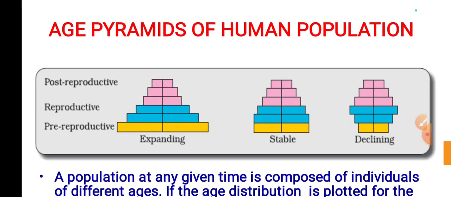Age pyramids of a human population. Age pyramid of a human: pre-reproductive, reproductive, post-reproductive. The first structure shows an expanding population, the second structure shows a stable population, and the third structure shows a decreasing or declining population.